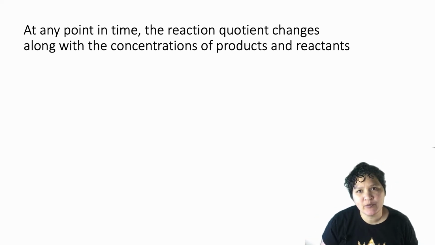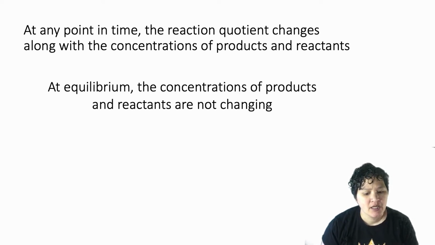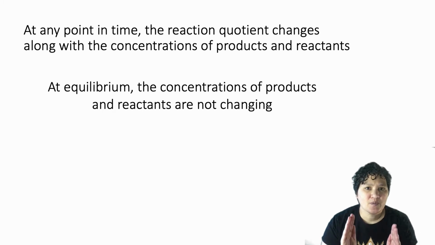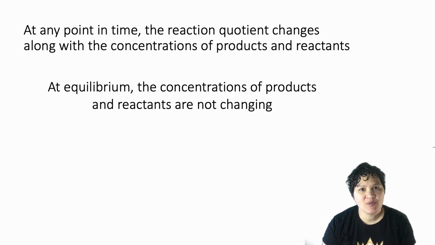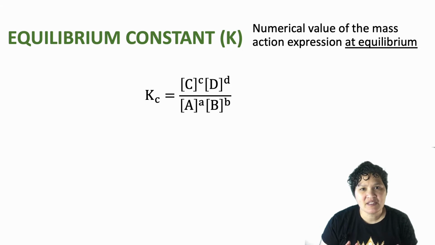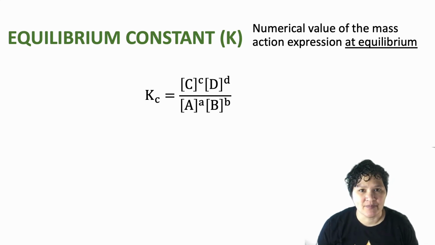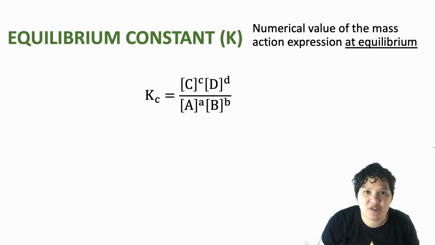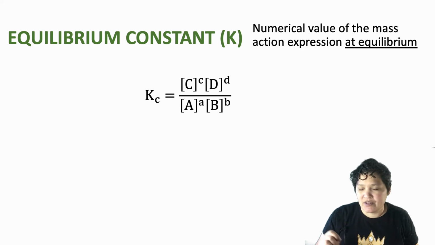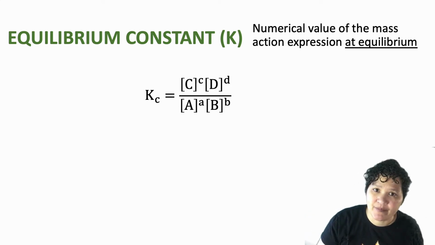But what happens when we get to equilibrium? Well, at equilibrium, we said before, equilibrium is where the concentrations stop changing. And if the concentrations stop changing, that means that at equilibrium, your value for the mass action expression will always be the same value. And that constant we call the equilibrium constant. The equilibrium constant is the numerical value of the mass action expression at equilibrium. A lot of people ask, what's the difference between Q and K? Well, you calculate them the exact same way, but K says this value is what we will find at equilibrium.